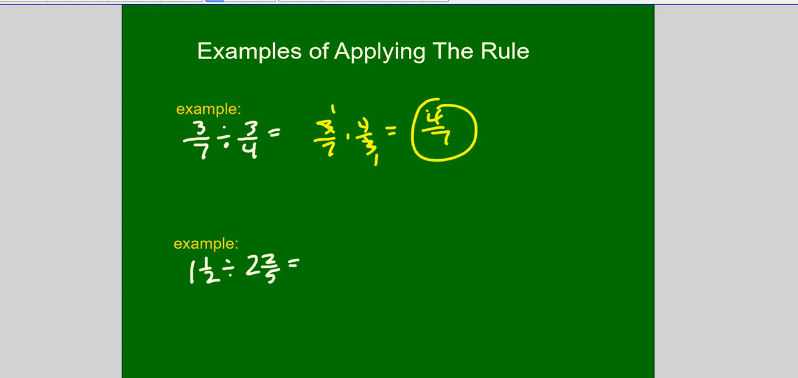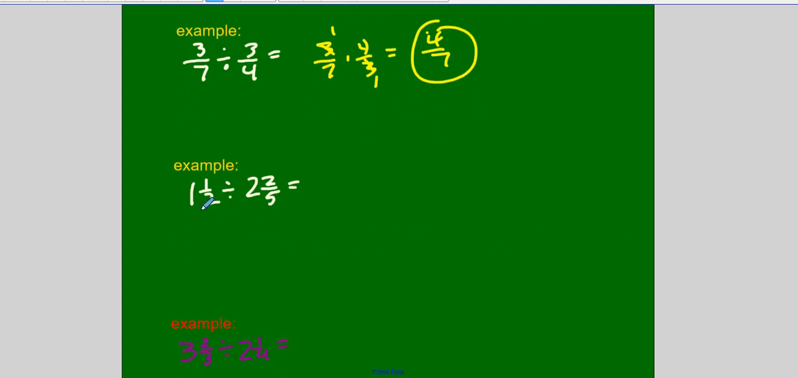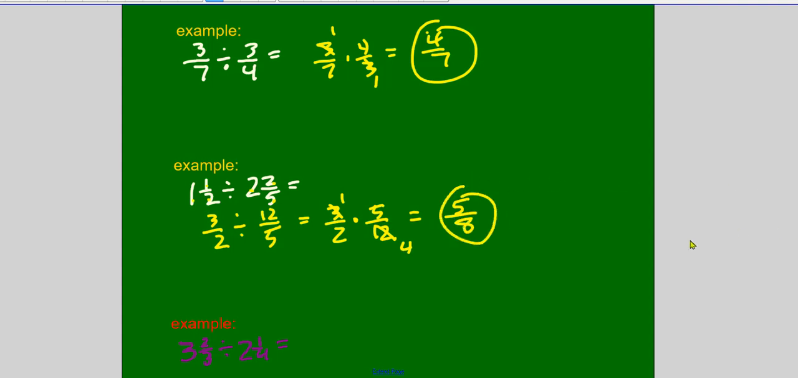To change a mixed number to an improper fraction, this is going to be 1 1/2, which is 1 times 2 plus 1 is 3 over 2, divided by 2 2/5, which is 2 times 5 is 10 plus 2 is 12 over 5. Now I change the division to multiplication, I take the reciprocal of 12/5, which is 5/12. So now I can reduce this because 3 goes into 3 once, 3 goes into 12 four times, so 1 times 5 is 5, 2 times 4 is 8, so our final result is 5 over 8.